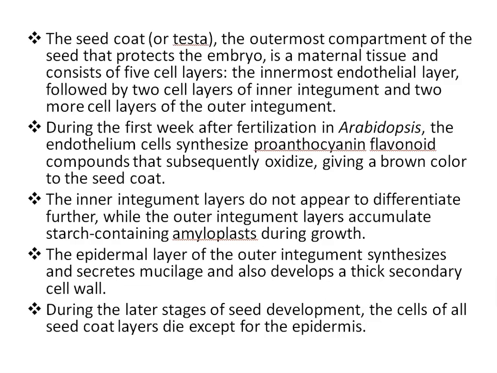The inner integument layers do not appear to differentiate further, while the outer integument layers accumulate starch-containing amyloplasts during growth. The epidermal layer of the outer integument synthesizes and secretes mucilage, a pectinaceous carbohydrate, and also develops a thick secondary cell wall. During the later stage of seed development, the cells of all seed coat layers die except for the epidermis. Epidermal cells develop secondary cell walls that are assumed to provide spore protection and impermeability to water and oxygen.